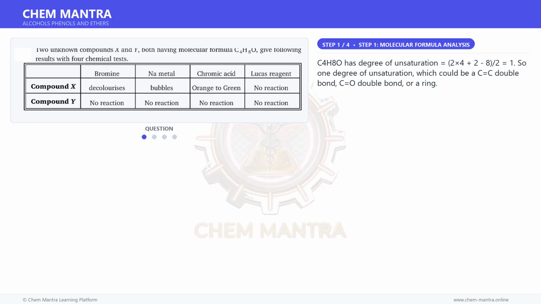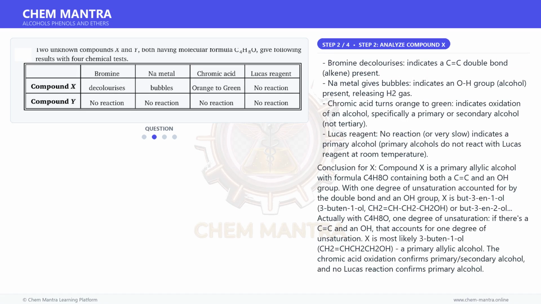C4H8O has degree of unsaturation equal to (2×4 + 2 − 8)/2 = 1. So 1 degree of unsaturation, which could be a C=C double bond, a C=O double bond, or a ring. Moving on to the next step.